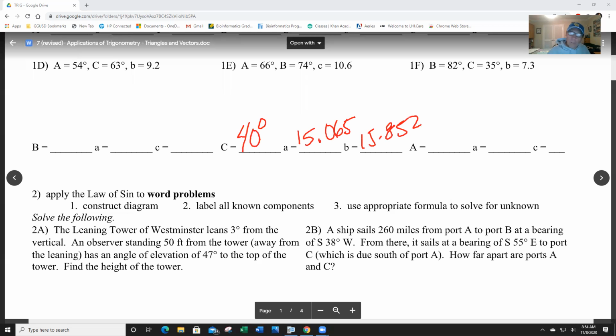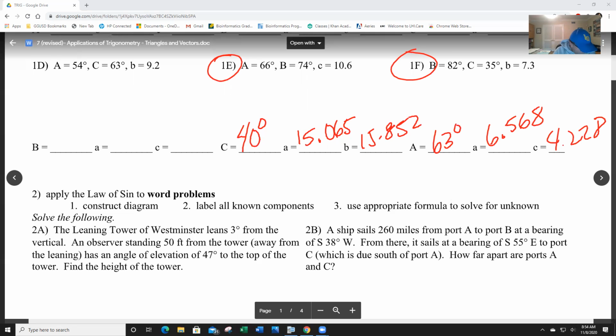Okay, the last one is 63 degrees. A is 6.568. And then C is 4.228. So check those for the last two for E and F. That's E and that's F. If you struggle on those, we can do those in class.